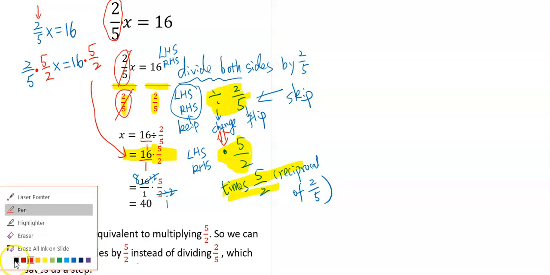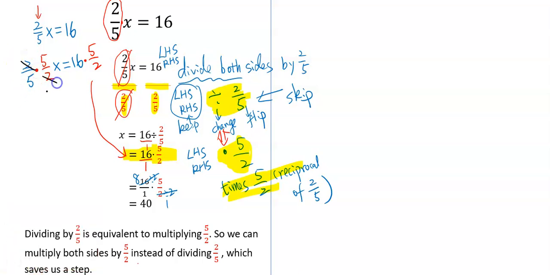And now notice the left hand side: the top 2 cancels the bottom 2, the top 5 cancels the bottom 5. So on the left hand side, we're left with the x. And on the right hand side, we reduce 2 and 16 to get 8, and 8 times 5 gives us 40. So this is a little quicker, saving a step.